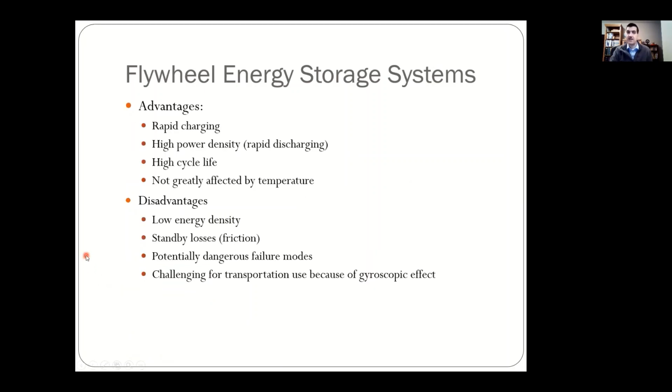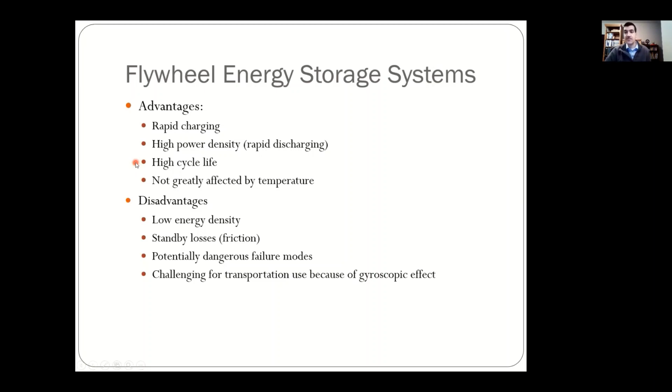Pros and cons of flywheels. Some good things are that you can charge it very rapidly. You can bring it up to speed in a matter of minutes usually. It has a high power density, so you can turn that into a very powerful generator, and you can take power out of that very quickly. Just like you can charge it rapidly, you can discharge it rapidly also.